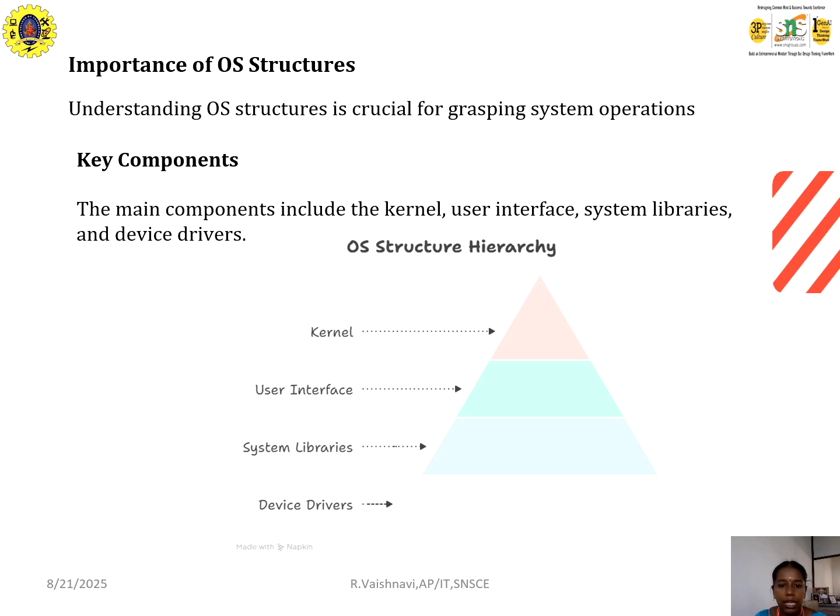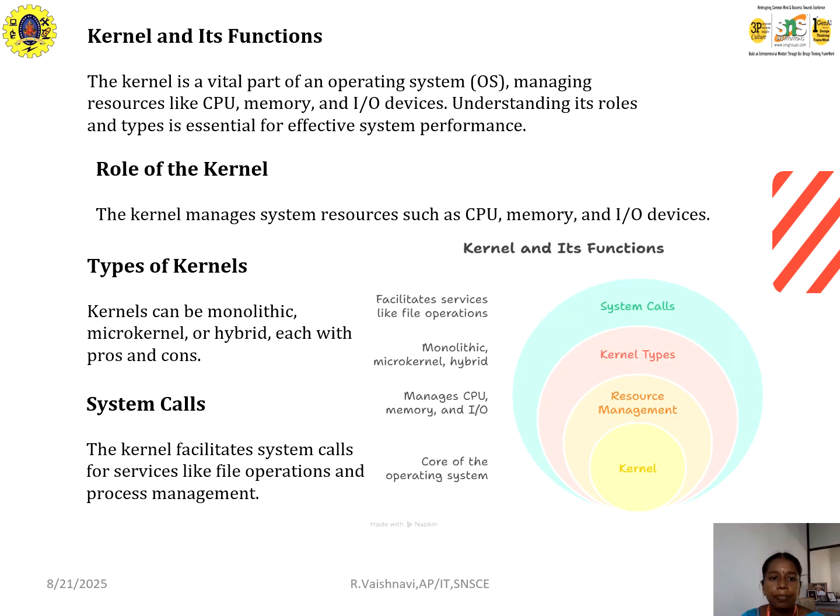Here we have some key components. First one will be the device drivers, and then we have system libraries, and then user interface, and fourth one will be the kernel. This is the operating system structures hierarchy.